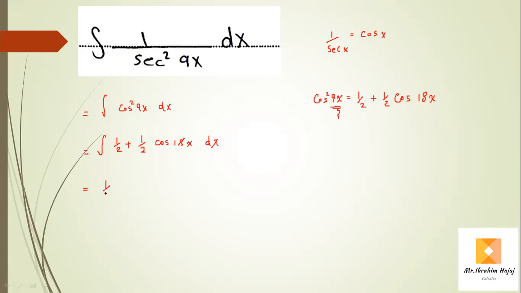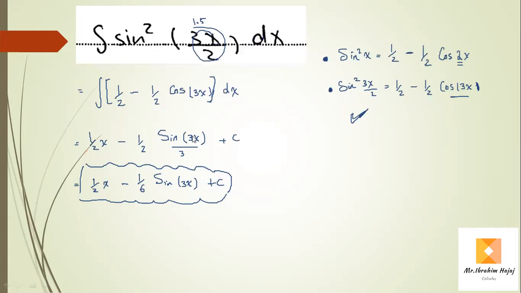It's a product rule? No, no product rule here. Half, there's no product rule. The integral of cosine 18x. Half x stays outside. We just said, the integral of cosine is what? The integral of cosine is sine.